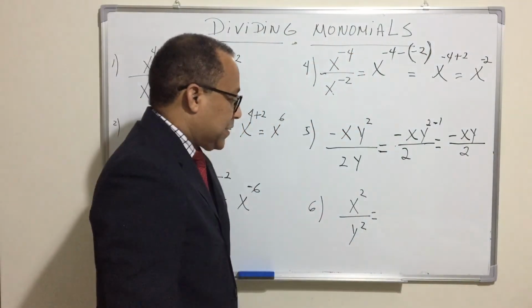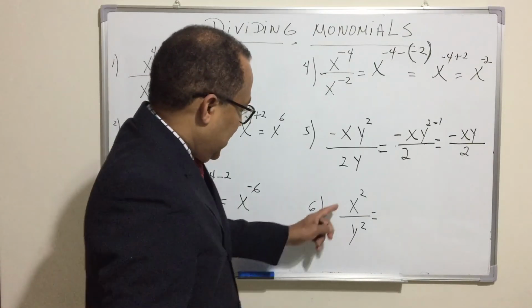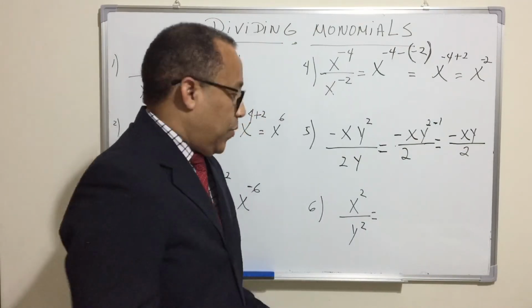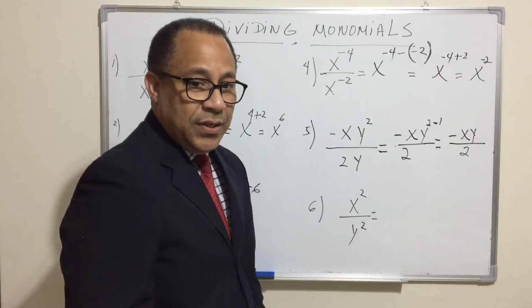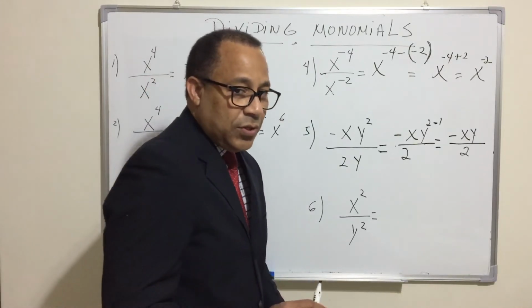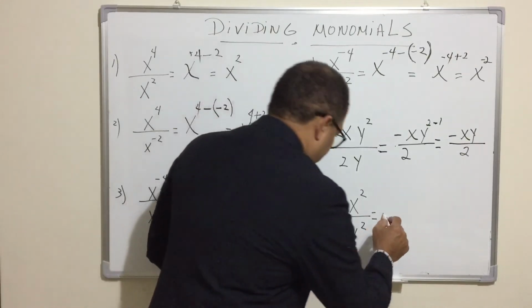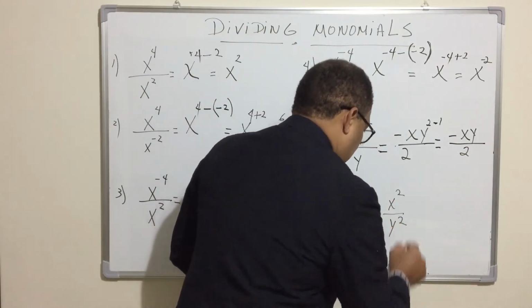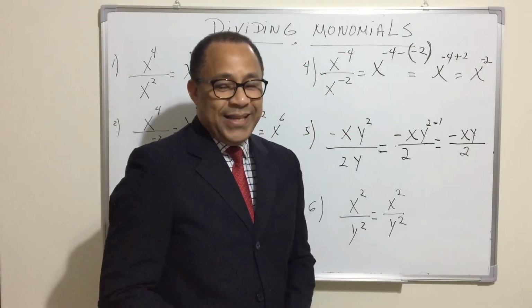And our last exercise, it's a tricky one. It says x to the second divided by y to the second. What can we do? Well, the variables are different. There's nothing you can do about this except just copy the same x to the second, y to the second power. There's something else we can do, but it's not for this class now.